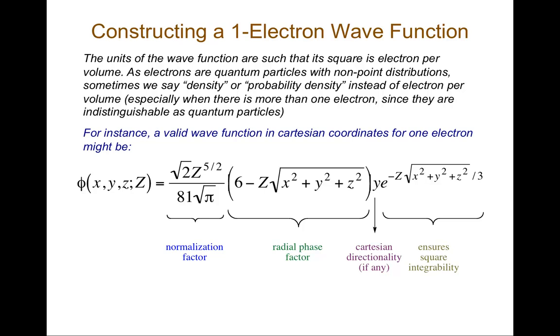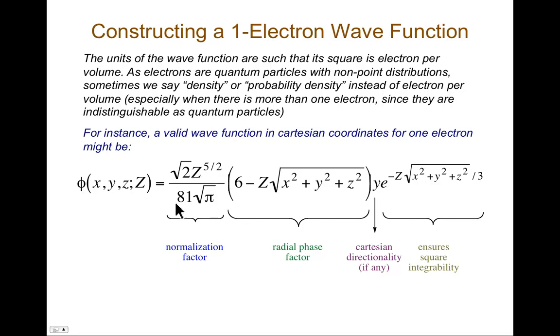And so a valid wave function in Cartesian coordinates, here's an example of one. This is a true solution to the one electron hydrogenic atom problem in quantum mechanics. And so you see that this particular function expressed in Cartesian coordinates, so the variables of the function phi are x, y, and z, and a parameter appearing in the function is the atomic number Z, so that's the charge on the nucleus. And I would call out sort of four components of this particular function.